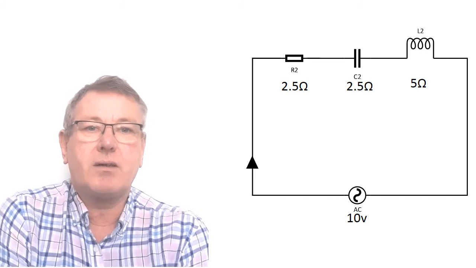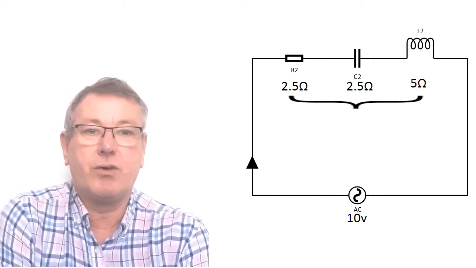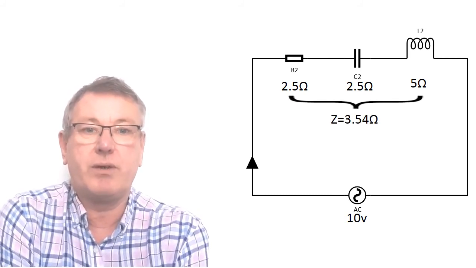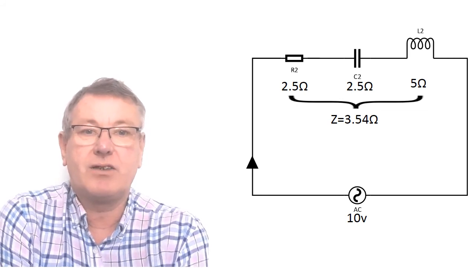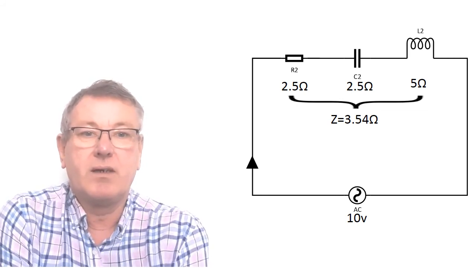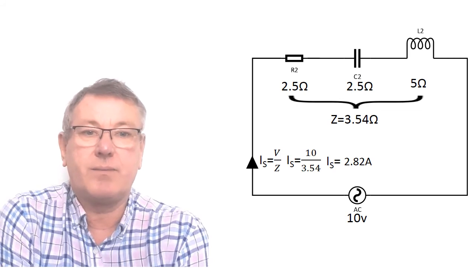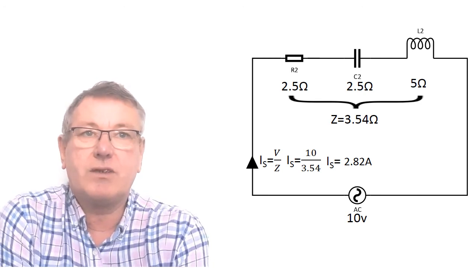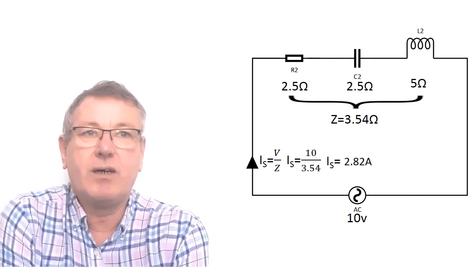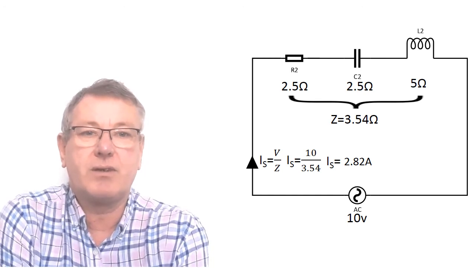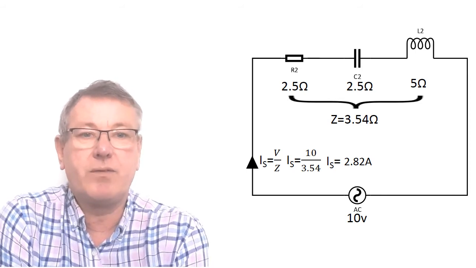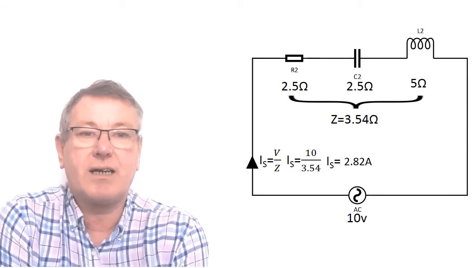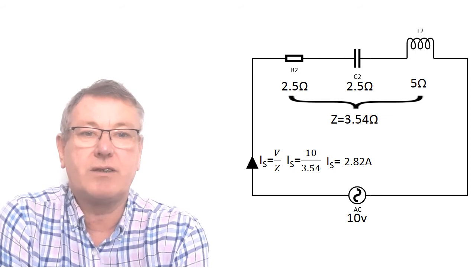We've got the impedance of the circuit now, so now we can work out the supply current, or the current being drawn by this circuit. And to do that, we can use Ohm's law. So V divided by Z. So IS, supply current, equals V divided by Z, which equals 10 divided by 3.54, which equals 2.82 amps. So the circuit's drawing 2.82 amps. And we know from the previous slide that the current is lagging the voltage by 45 degrees.